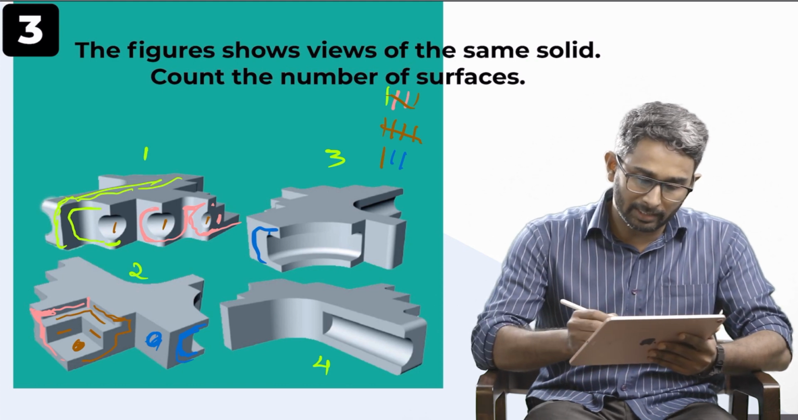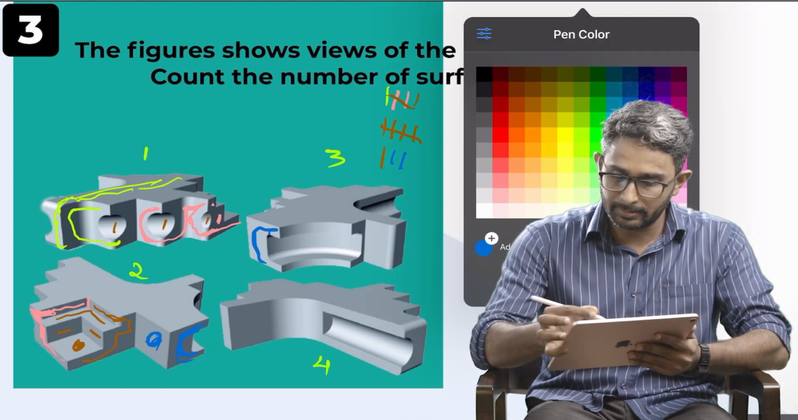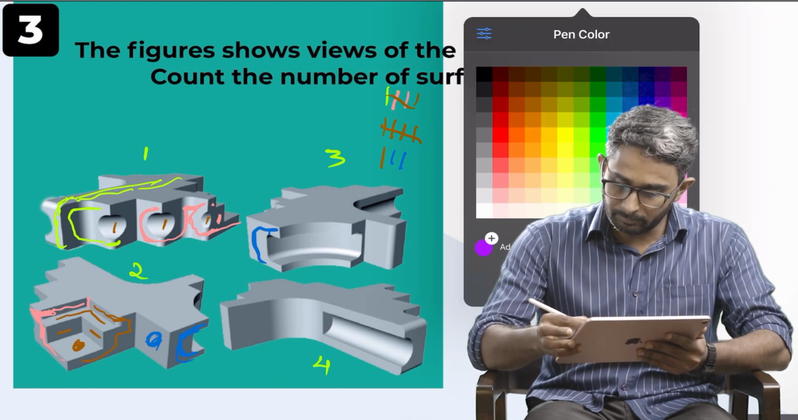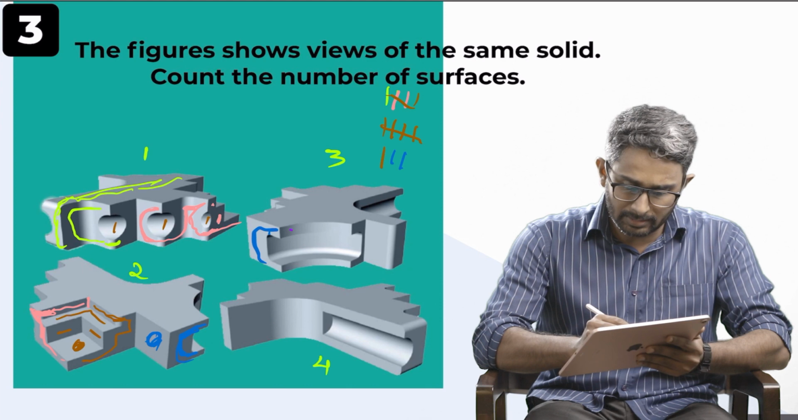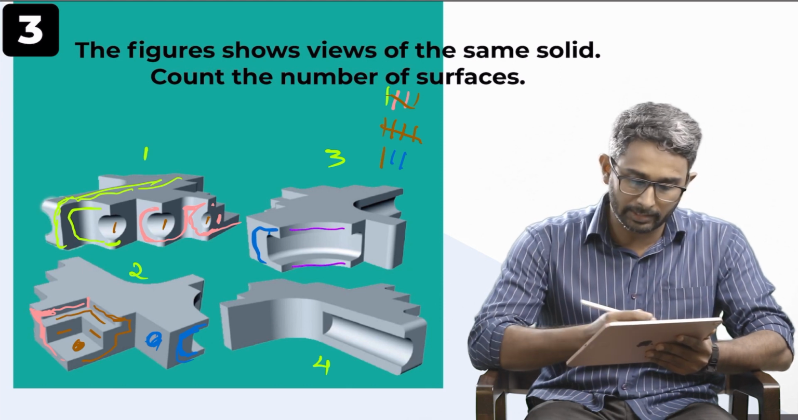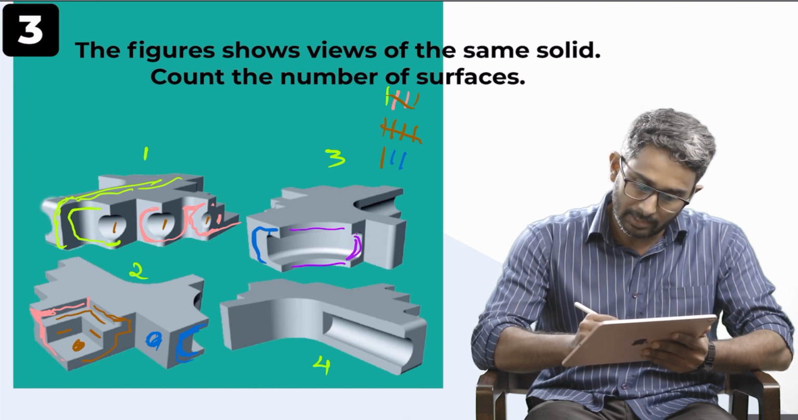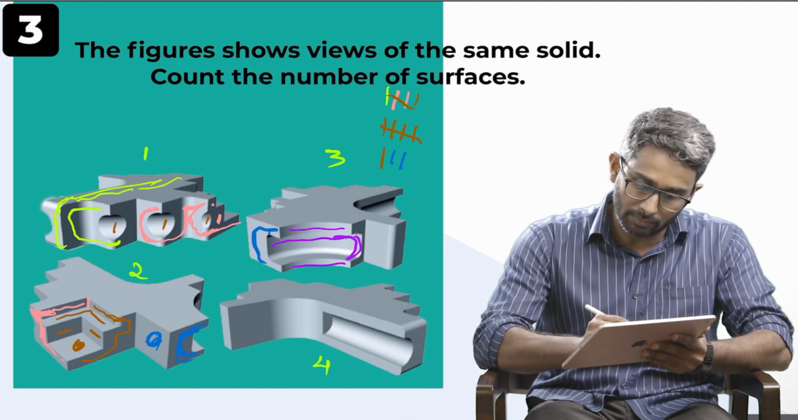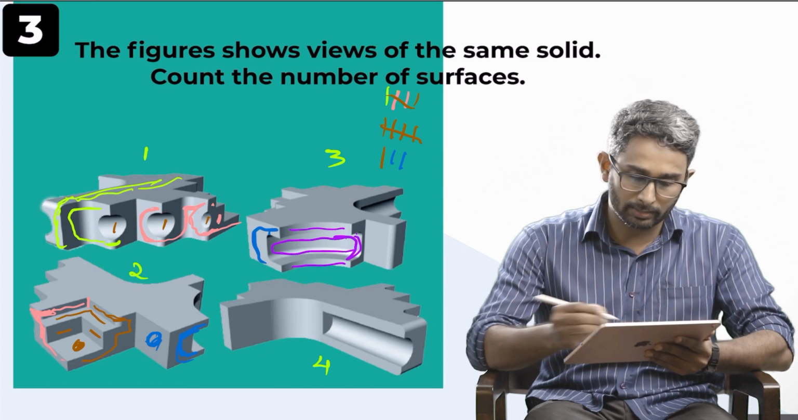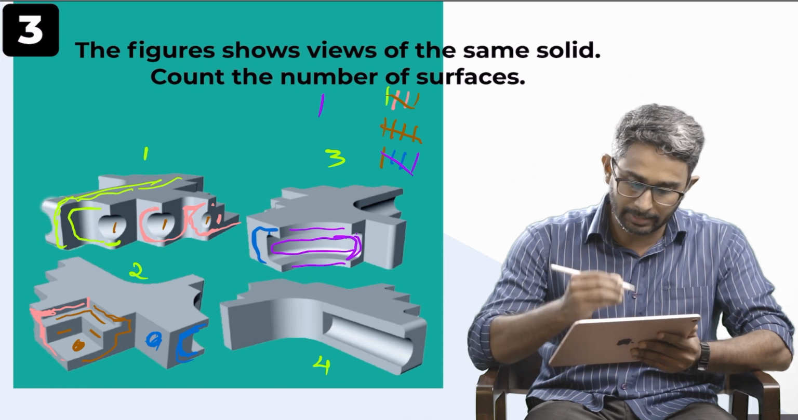Now let's check out the other surfaces over here. This is a curved surface. Let me change the color. This curved surface can be counted as one. This curved surface can also be counted as another surface, and the whole C-shaped figure, this whole surface, can be counted as one. So there are 3 surfaces: 1, 2, and 3.